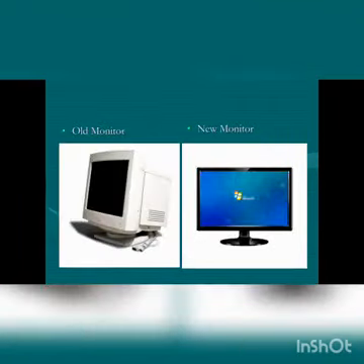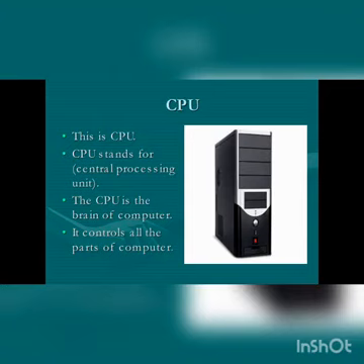There are two types of monitor being used these days. White one on the left side is old monitor, while the black one on the right side of the picture is new monitor. Yes, you can see. This is CPU. This is the main part of computer. CPU stands for Central Processing Unit. Dear students, as our body is controlled by our brain, in the same way CPU is the brain of computer, and it controls all parts of computer.